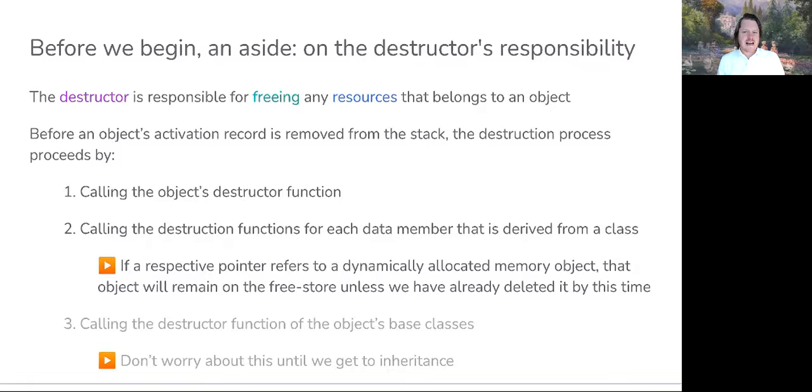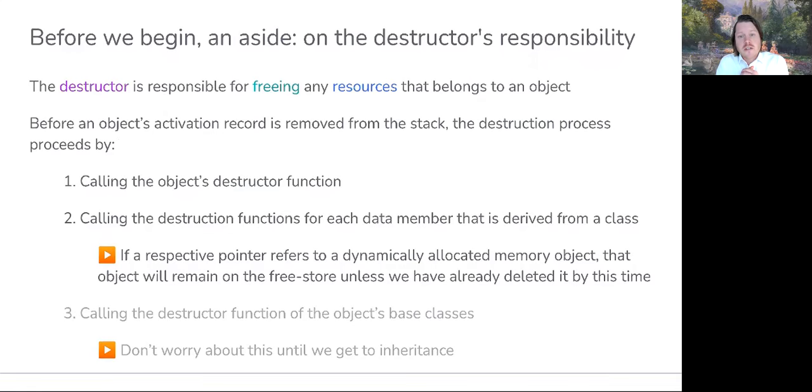take a brief aside and discuss the destructor's responsibilities, because this will come into play in today's lesson. So the destructor is going to be responsible for freeing any resources that belong to an object. This might be dynamic memory, closing a file, etc. Before an activation record is removed from the stack, so before, say, named objects are going to have their memory deallocated, the destruction process will proceed as follows.